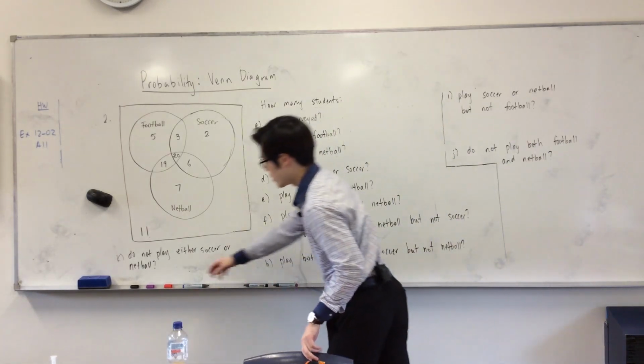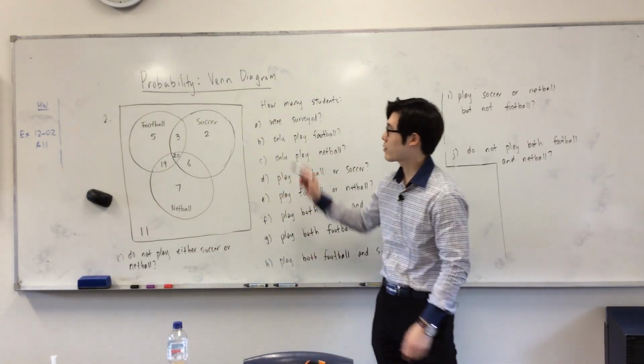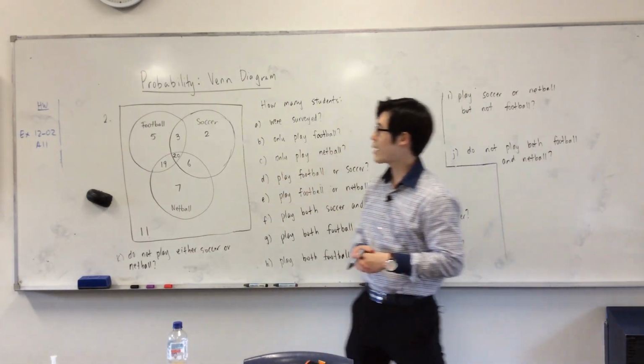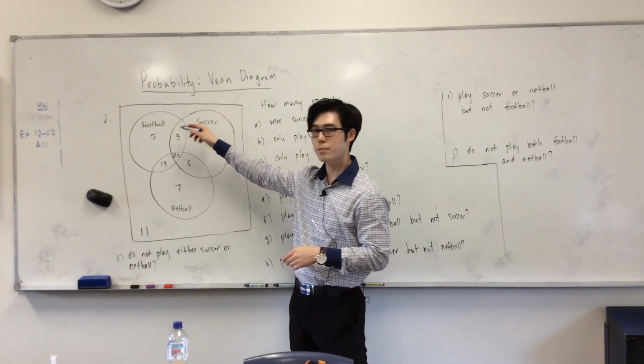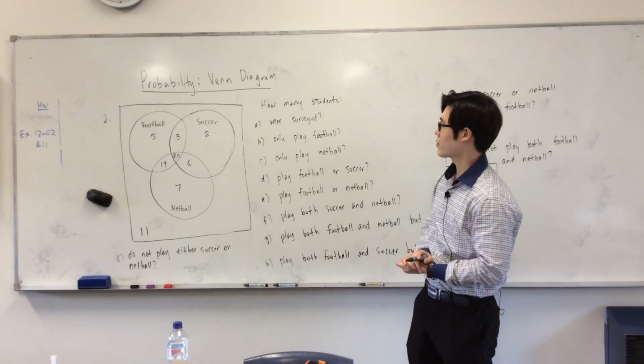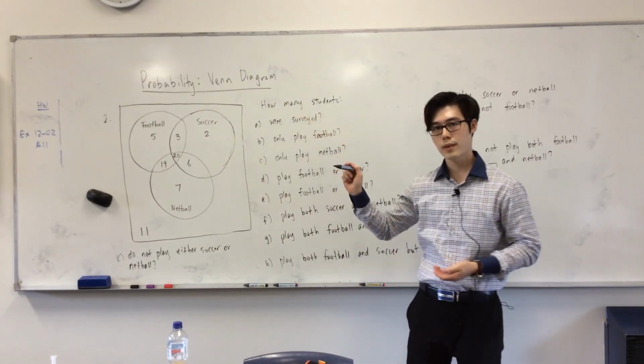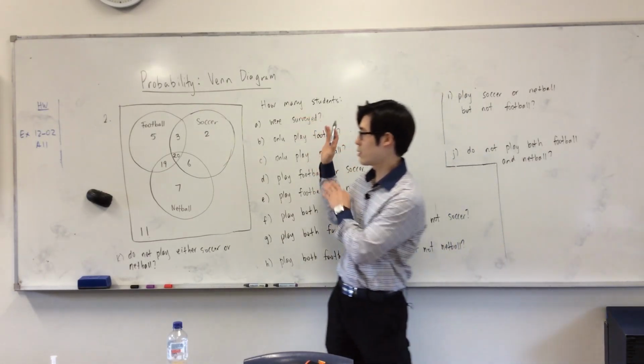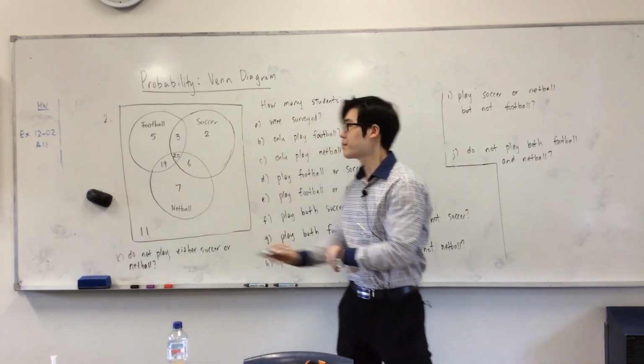All right, so we're going to have a look at a Venn diagram now. We've got 3 circles, examining how many students like football or played football, soccer, and netball. So to begin with, as usual, let's have a look at the first question. How many students were surveyed? Like we did in the previous question, we just have to add all those numbers up.